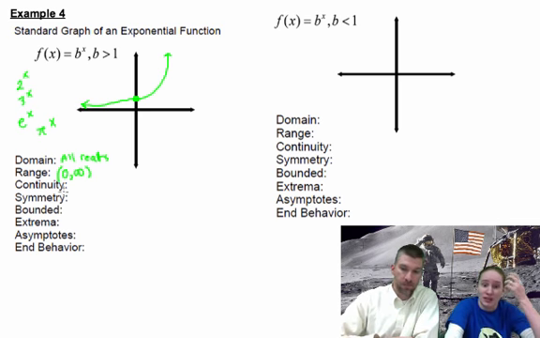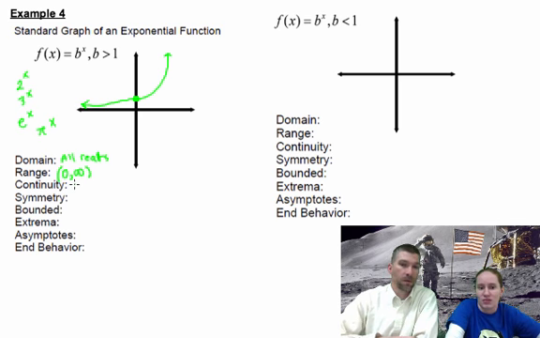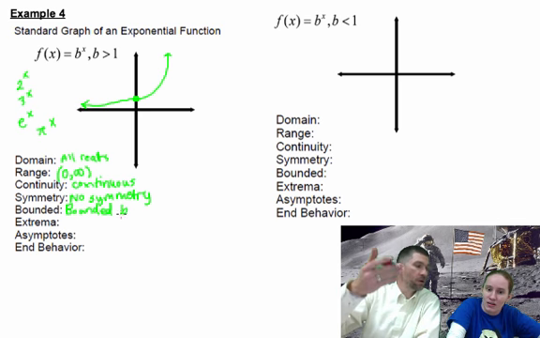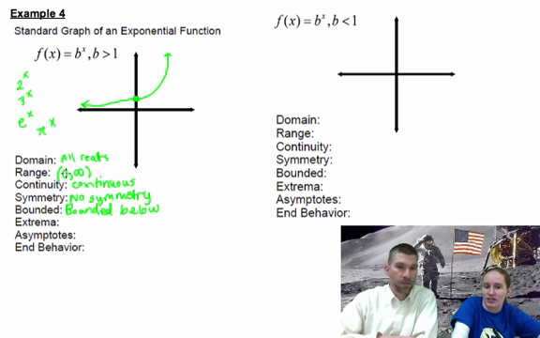Continuity. This is continuous, because you can draw it without picking up your pencil. Symmetry. No, there's no symmetry here, because it's out of whack. Is this bounded? It is bounded below, because it never falls below the x-axis. Or if this graph were to move up or down, it hits that floor, and it just doesn't go through the floor.